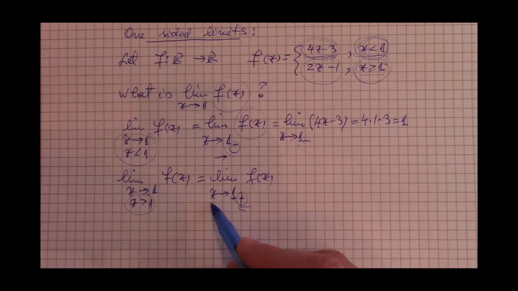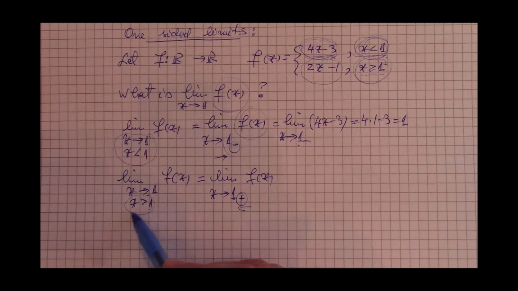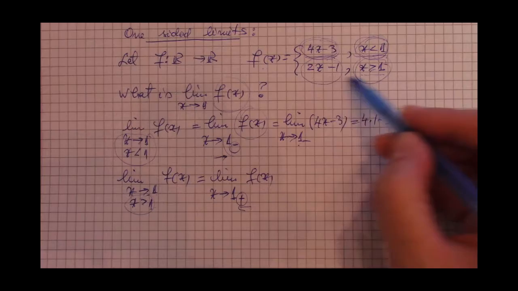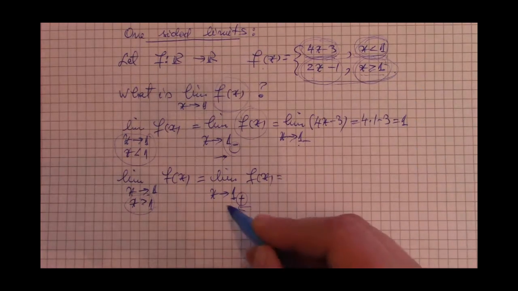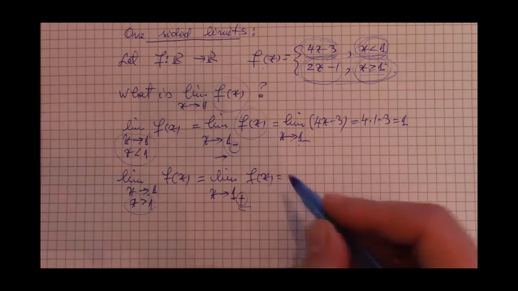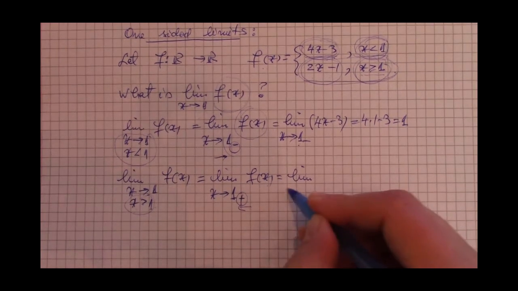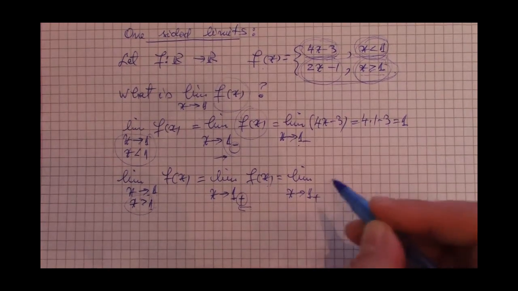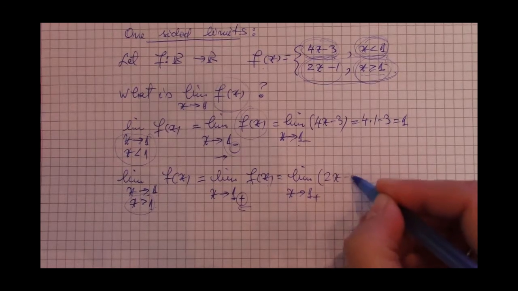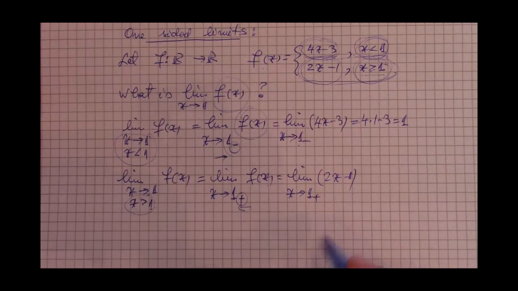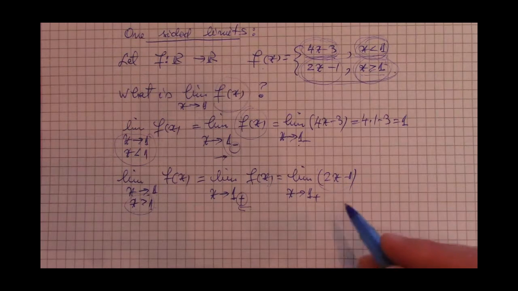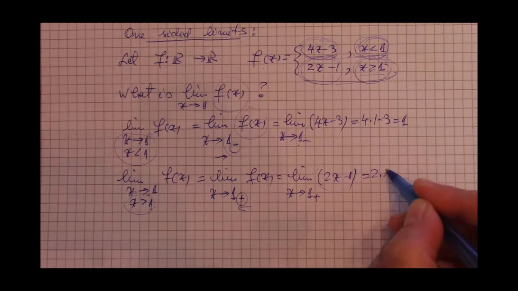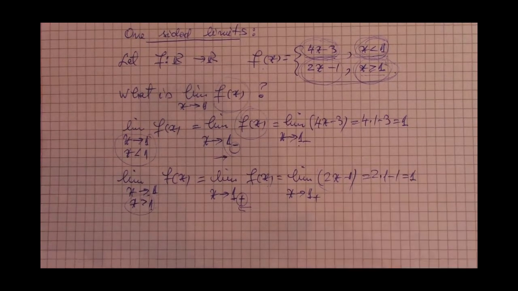When we approach 1 but with values greater than 1, this is the definition of our function. So it's going to be the limit when x approaches 1 plus of 2x minus 1. Now again, we look at this expression. There is no problem with this expression, so we just plug in x equals 1. We get 2 times 1 minus 1, which is 1.